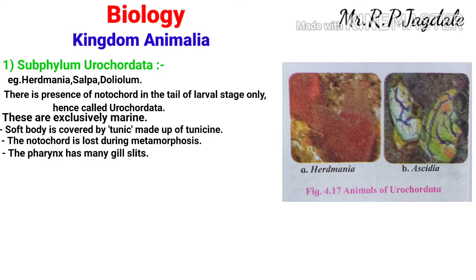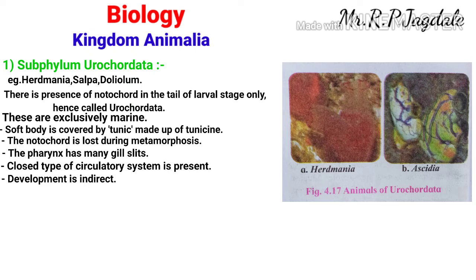For respiration, they have gill slits in the pharynx. In the animals of Urochordata, the circulatory system is of closed type. That means blood does not flow in the cavity. It is passed through the arteries and veins. So it is called a closed type of circulatory system. Then the development in these animals is indirect. That means they develop through larval stages or other steps. The examples of this subphylum are Herdmania, Salpa, Doliolum. These are some of the examples of the subphylum Urochordata. This is the first subphylum.